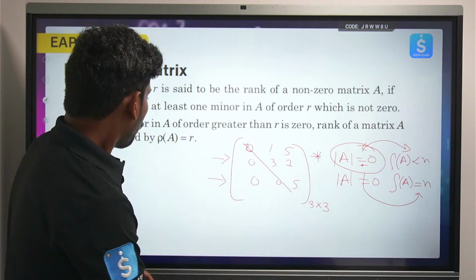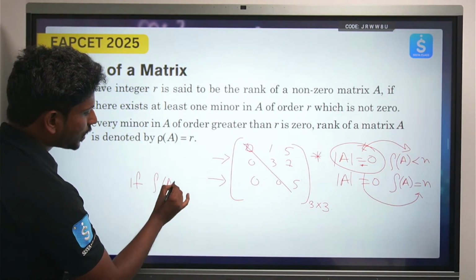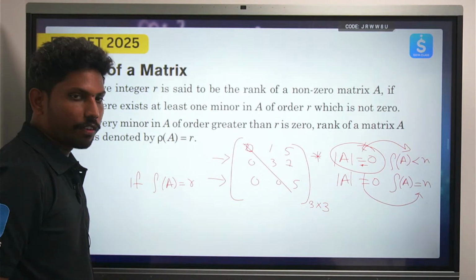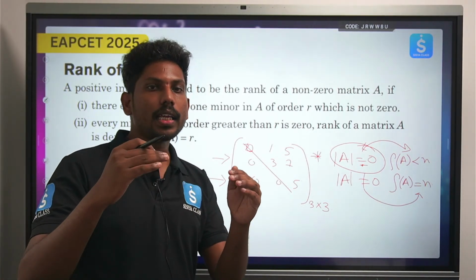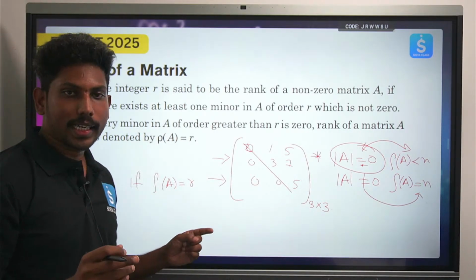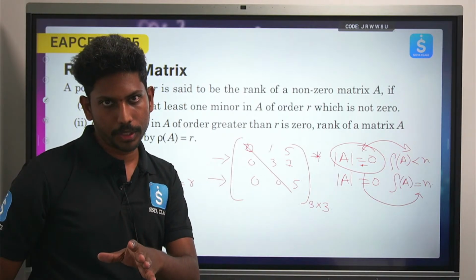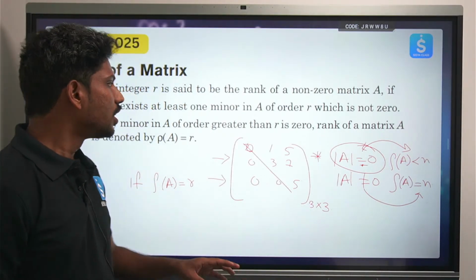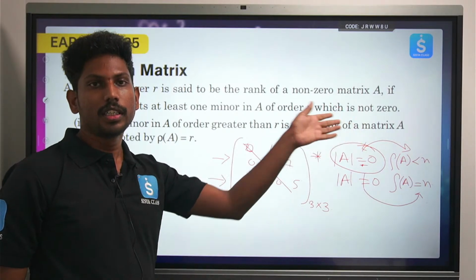So if the rank of a matrix is equal to r, then if you take any minor of the matrix which is of order greater than r, that should definitely be equal to 0. That should definitely be equal to 0. So on the slide you have the complete information expressed in terms of the literature sense.